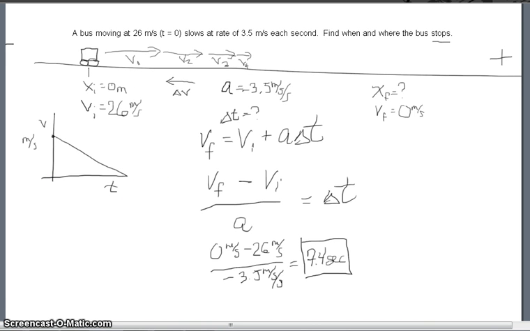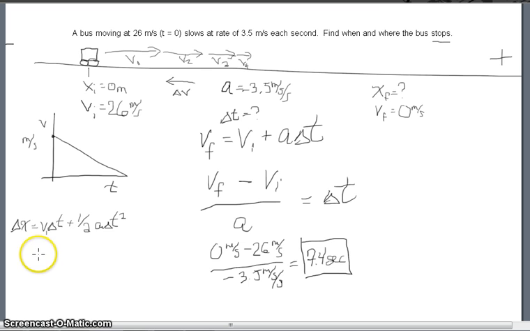All right, so now we're going to look for where the object is after that period of time. For that, we can use the kinematics expression we derived yesterday. Delta x is equal to the initial velocity times delta t plus 1/2 a delta t squared. We know our initial position is 0, so our change in position is our final position minus 0, which will also end up being our final position.